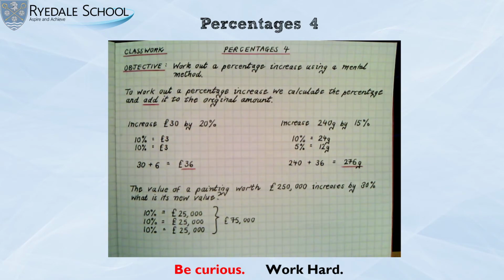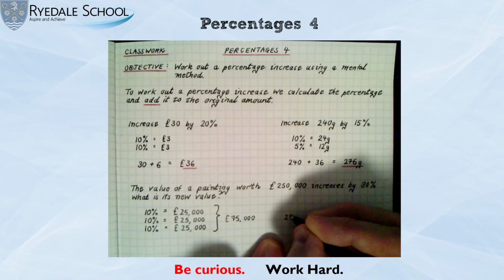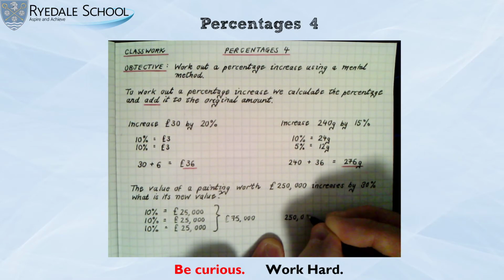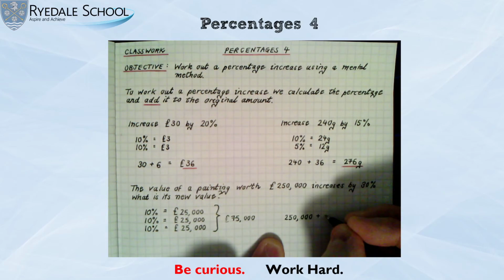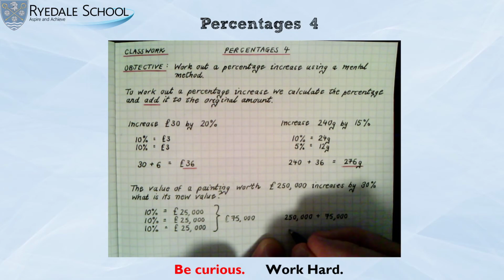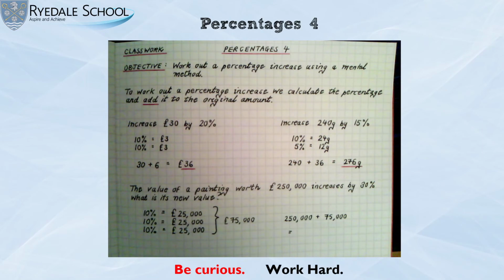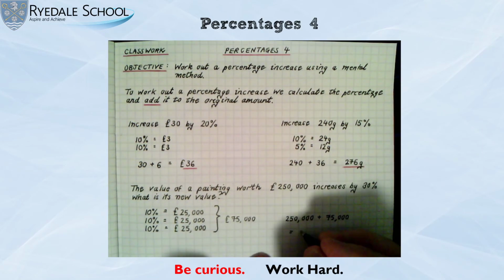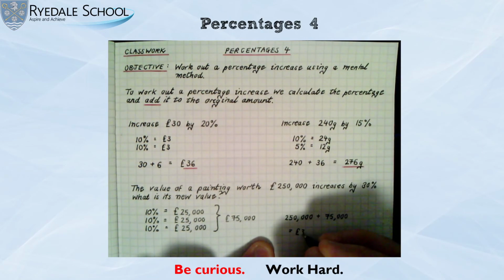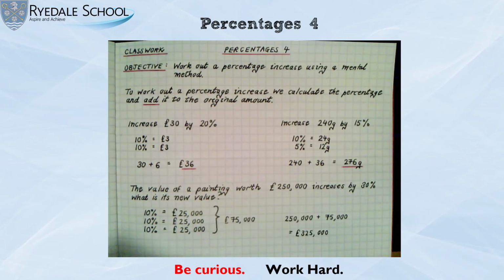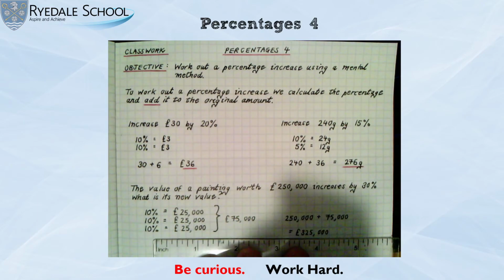That's not my final answer, because remember, to get my final answer, I need to add it back on to the original amount. And if I add that back on, 250,000 plus a further 75 is £325,000. So there we go.